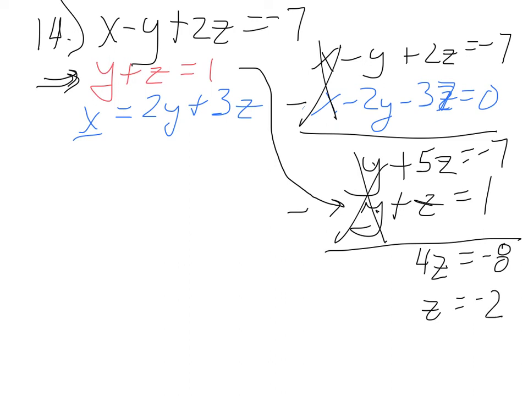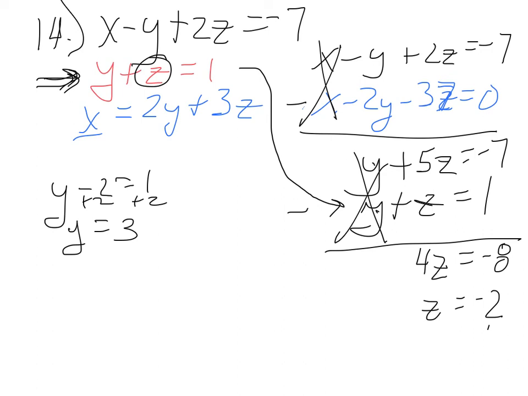I look at z equals negative 2. I look again at this middle equation because it's an easy one to work with, and I substitute in negative 2 for z right here. So I get y minus 2 equals 1. So y, I add 2 to both sides. Y equals 3.